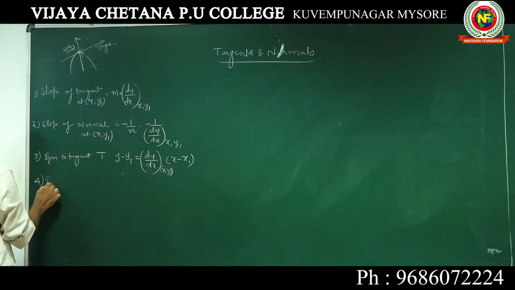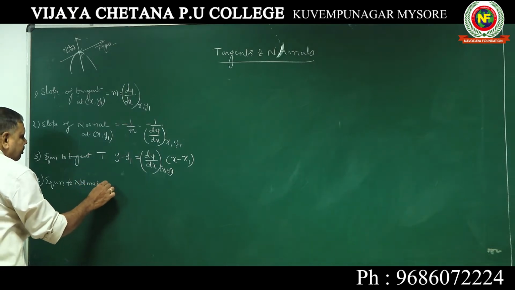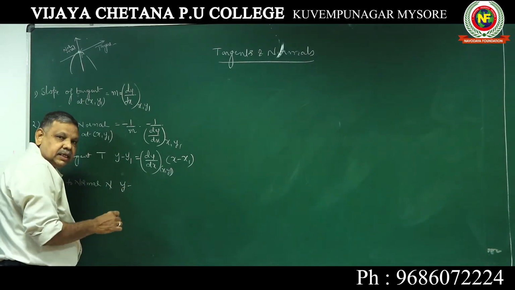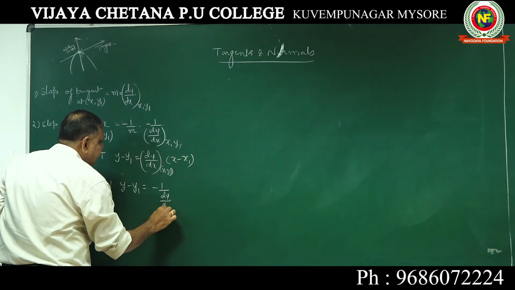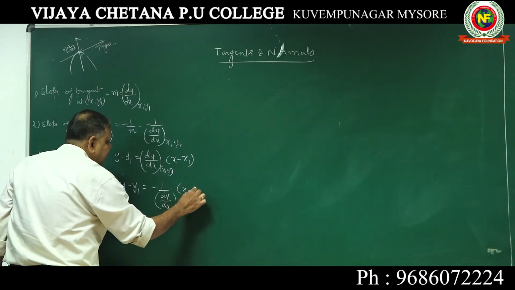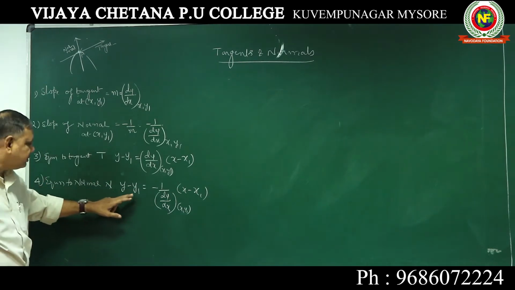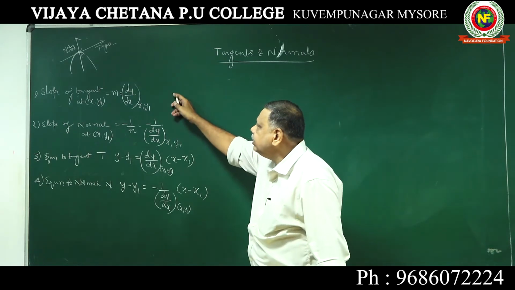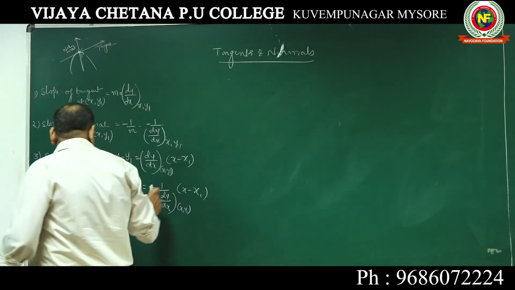Fourth one I also gave equation to normal. Equation to normal, it is denoted by n. It is y minus y1 is equal to minus 1 by dy by dx at x1, y1 into x minus x1. This is your equation to normal. Equation to tangent and equation to normal, minus 1 by dy by dx into x minus x1. These are the things yesterday I gave: slope of tangent, slope of normal, and equation to tangent and equation to normal.